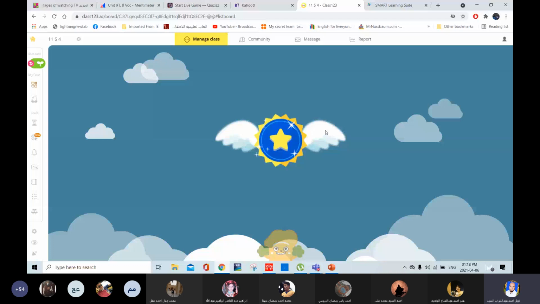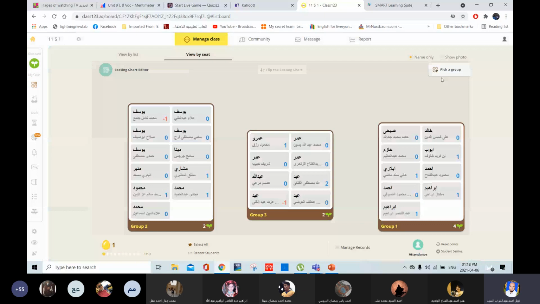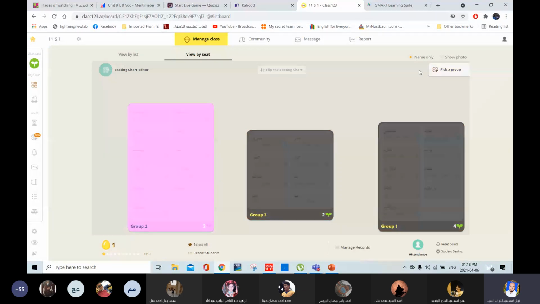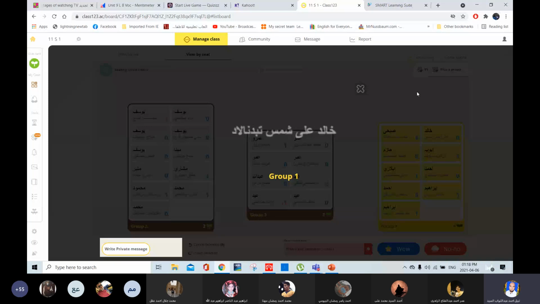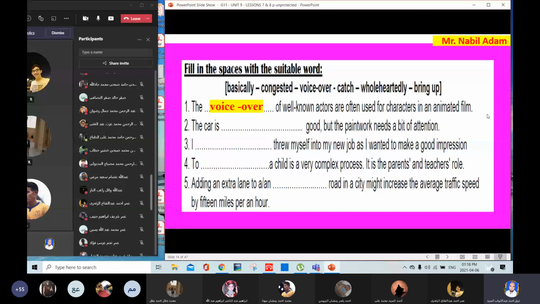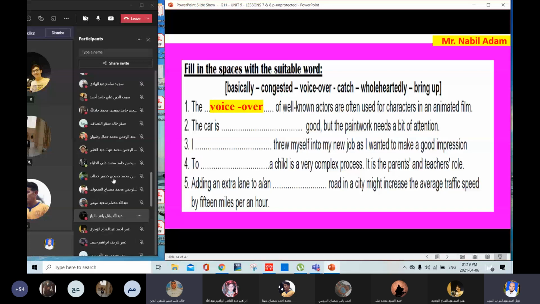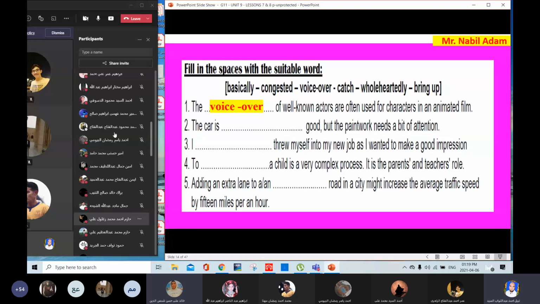To 11-1. Who's going to answer number 2? Yes, Khalid Ali Shamsuddin, number 2. The car is good, but the paintwork needs a bit of attention. Is basically. Very good. Thank you so much. So Khalid, good. You got us a big star for Khalid.